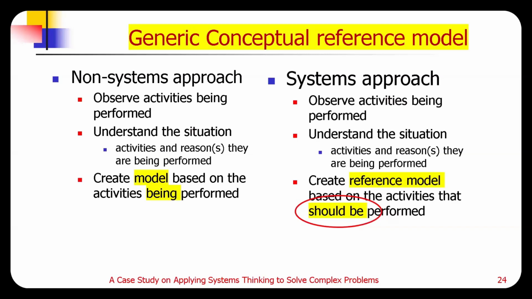Because if you base the model on what you see, you don't know if the activities that they are doing are what they're supposed to be doing, and you don't know what activities they're supposed to be doing that they're not doing, because you have no standard of reference. And so in the systems approach, you create a reference model based on domain knowledge and discussions with the stakeholders and research in the literature.